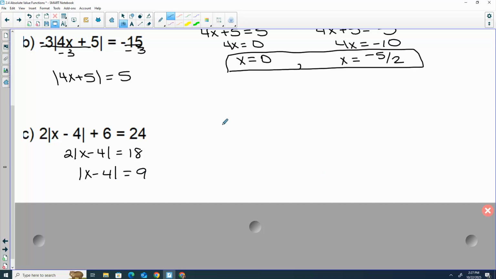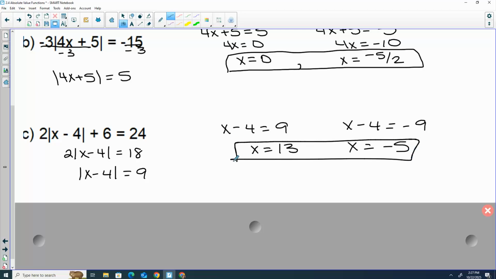Get your absolute value by itself, and then you set it equal to 9 and -9. So you get x to be 13 and -5. Are these equations okay? The biggest thing is to make sure you get the absolute value by itself before you set it equal to the positive and the negative.